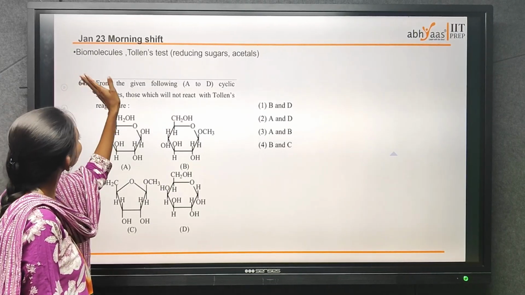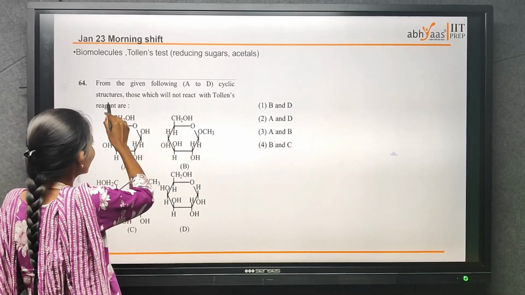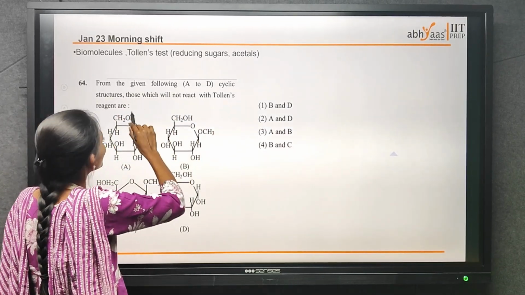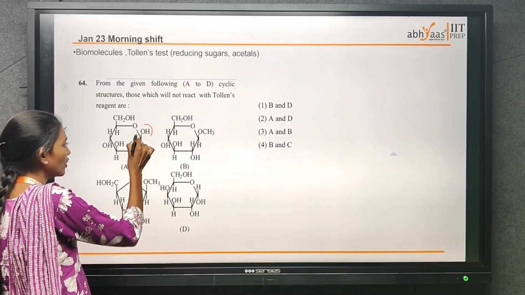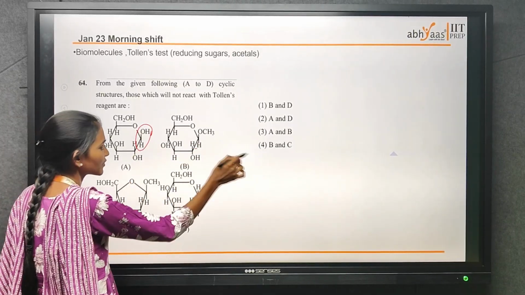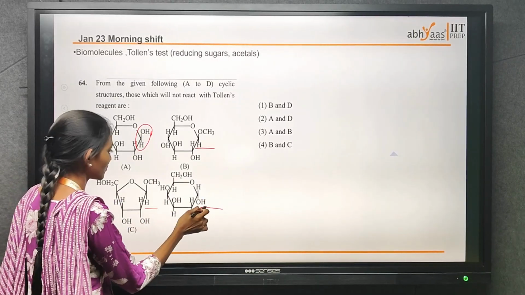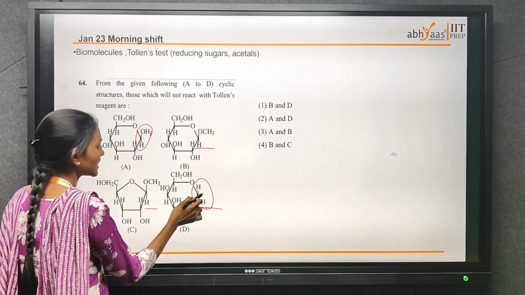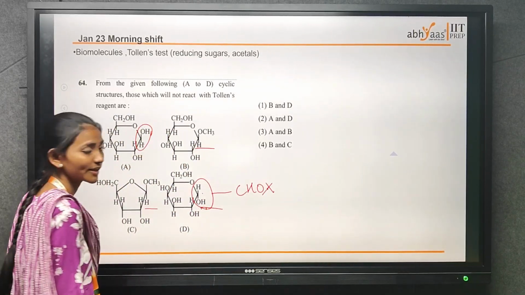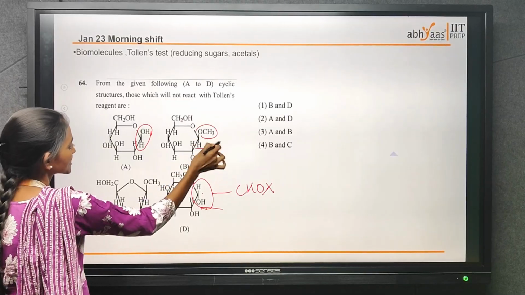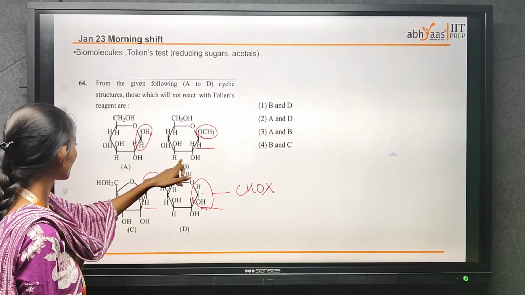Moving on to the next question, this is from biomolecules. They are asking that from the given cyclic structures A to D, which will not give Tollens reagent. See here, the first carbon has OH and H. Here you have methoxy. Here you have methoxy. Here you have H and OH, right? So when you do this and this, you will get what, Nana? Aldehyde. So it will give, but it should not give. And moving on to this methoxy group and methoxy group, it is not giving, right? So the answer will be B and C.